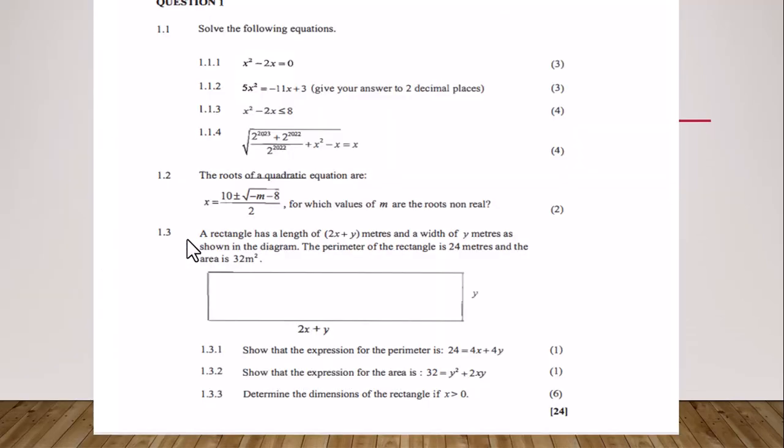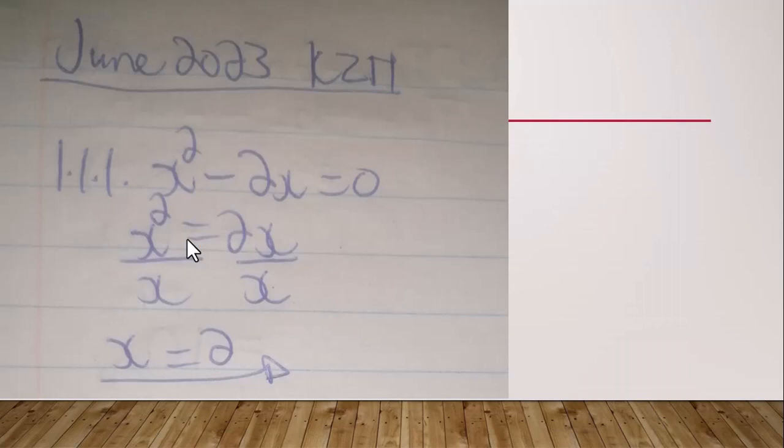So in question 1, we are confronted with this. They say solve for x, and this is entirely question 1, and it's worth 24 marks. I think the previous question paper was also worth 24 marks. And they say to us that we should solve for x in 1.1.1. So let's go into that question paper and see how we can do that.